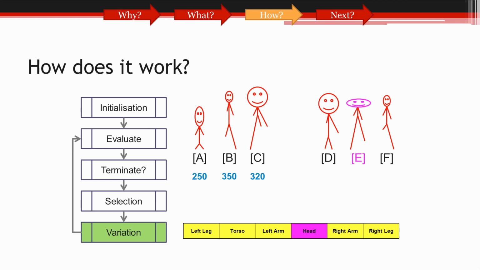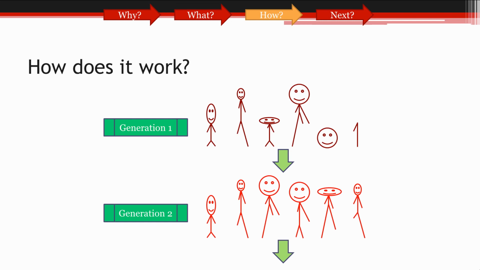Here you can see we've selected solution E at random, selected its head gene at random, and added some random number which has made its head wider. The 6 solutions you now see will be taken to the next generation, as we loop back round to the evaluation stage. And here you can see with this simple example that the population for generation 2 already looks better than the population for generation 1.